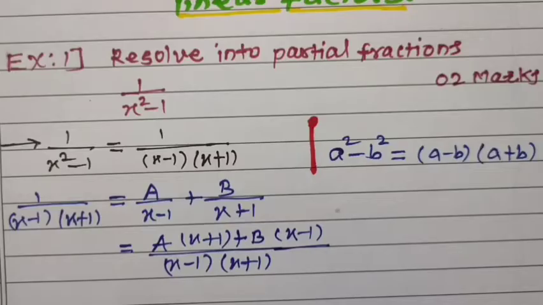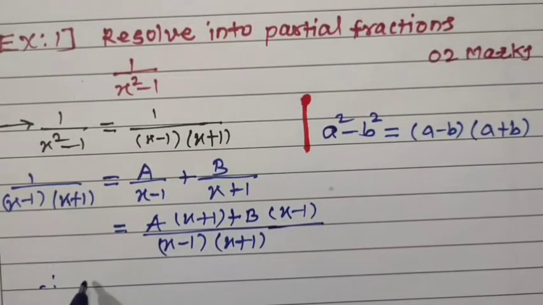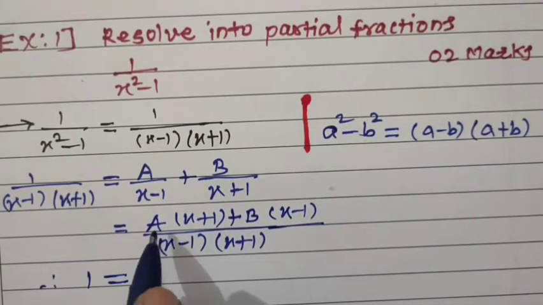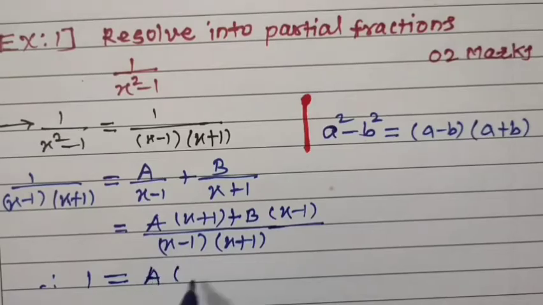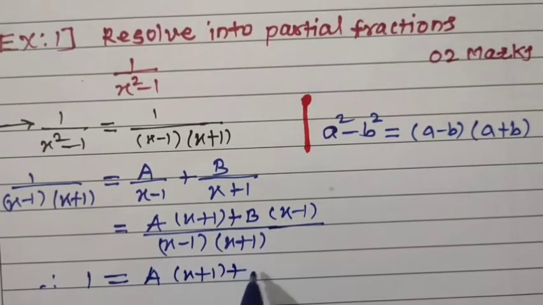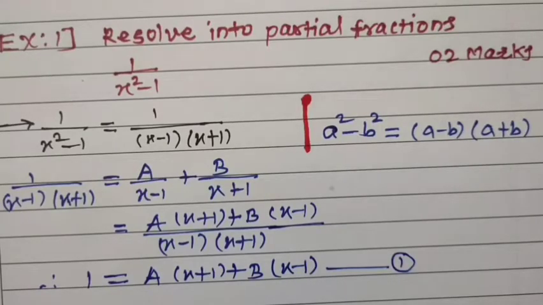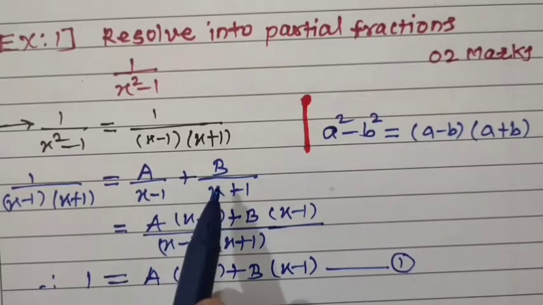Hence we can write the numerator of the left hand side, 1, is equal to the numerator of the right hand side, a into x plus 1 plus b into x minus 1. Consider this as equation number 1. Now we have to find the values of the arbitrary constants a and b.